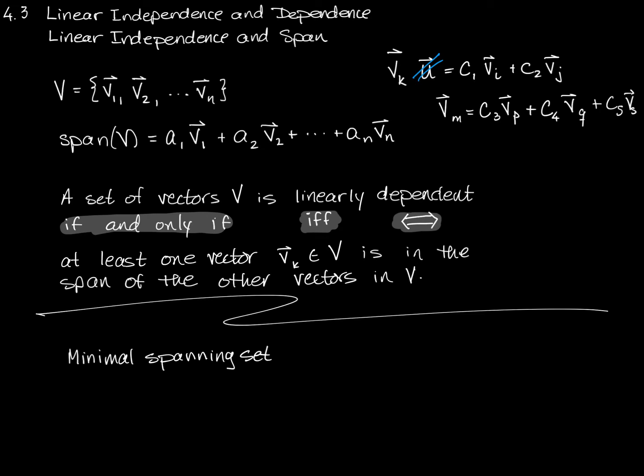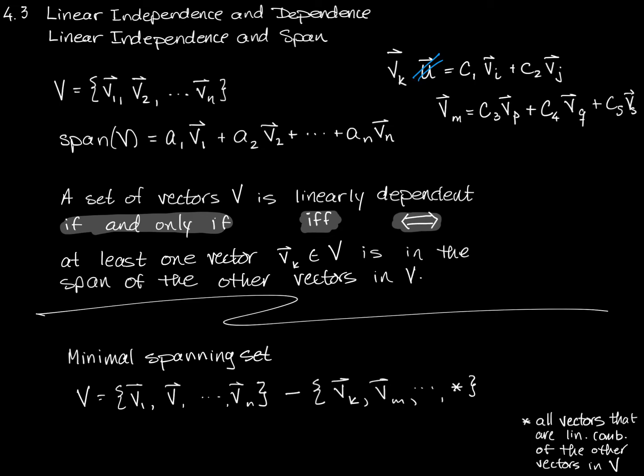Let's say you take vector space V, which was V sub 1 through V sub n, and we'll take out vectors V sub k and V sub m, and all other similar vectors. Because I'm taking some vectors out of this set, this is no longer the set V. I'm going to call this the set S. It's based on the set V, but it's had some vectors taken out of it, so it's not equal anymore.